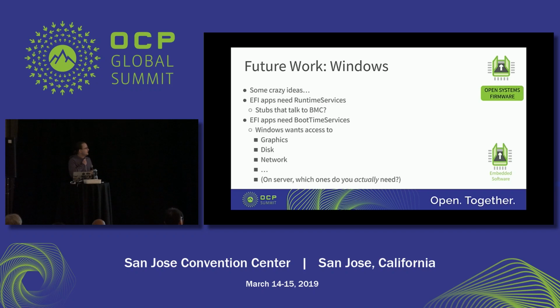For Windows, the main things it actually wants access to that are listed in the logo spec are graphics, disk, and network. I don't actually know which ones are the hardest here. This is where we go into the territory of speculating. I wonder, on server systems, which of these do you actually need? A server system isn't going to have graphics. Can you stub that out? I don't know. We should totally try it out pretty soon.